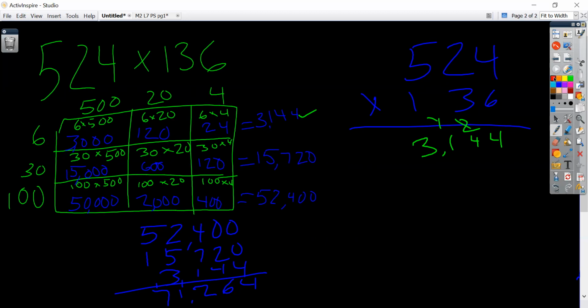I'm going to change colors for my tens. Now remember, when we shift to the tens place, we represent that we've moved to the tens place by putting a 0 in the ones place, so we can start right in the tens place. 3 times 4 is 12.